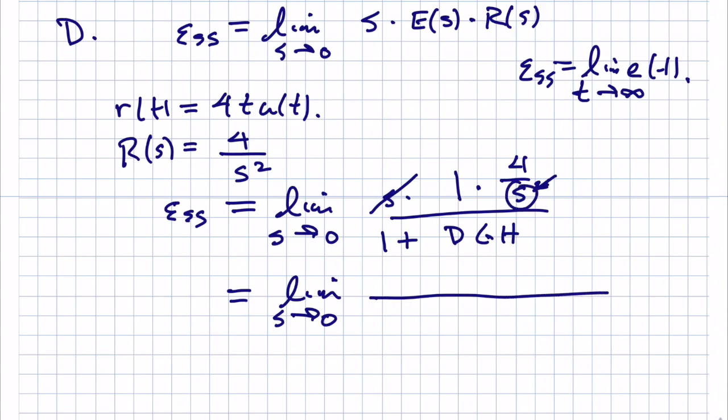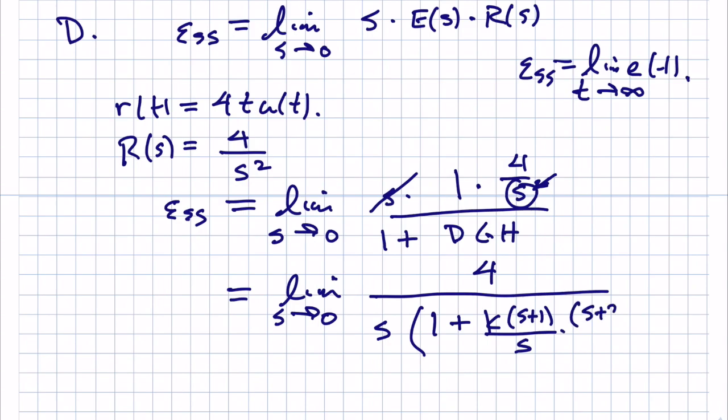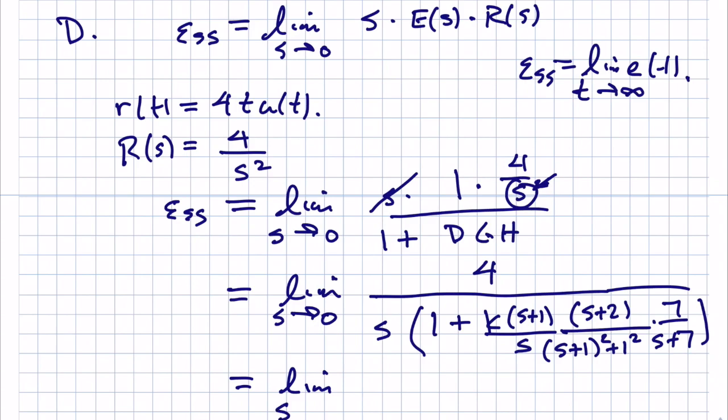So bringing this s down into the denominator, because that's where it is. All right, this would be 4. And then now I'm looking at 1 plus DGH. So at this point, I would go ahead and plug in for D. All right, D is K, s plus 1 over s. And I think G is s plus 2 over (s plus 1) squared plus 1 squared, and H is 7 over s plus 7. So I plugged in for those quantities, and now I'm asking myself the question, how much algebra do I need to do to get this answer?